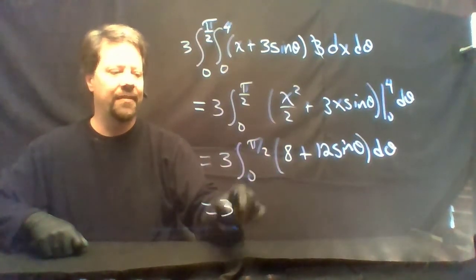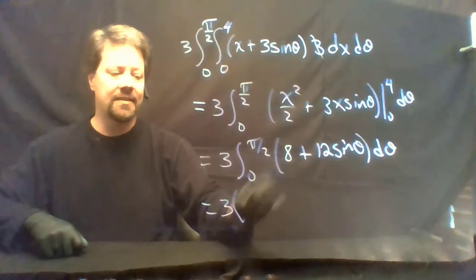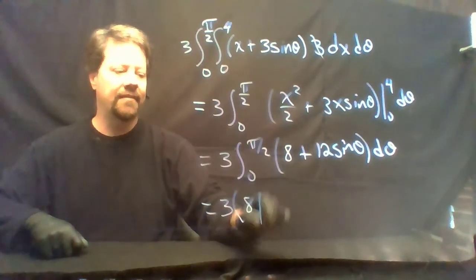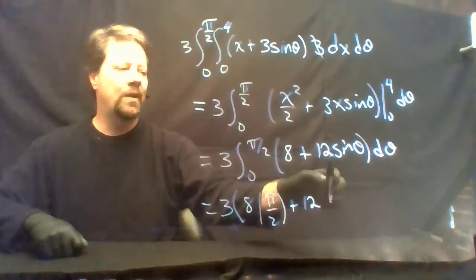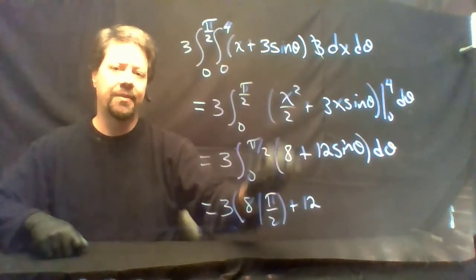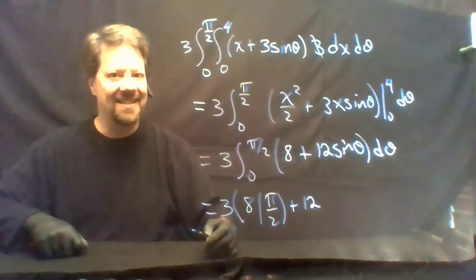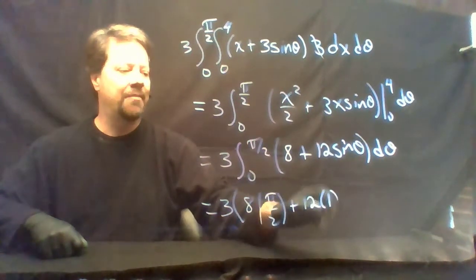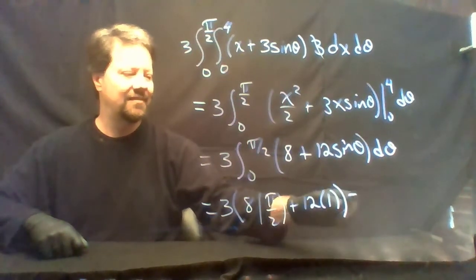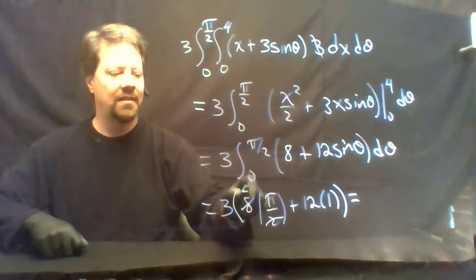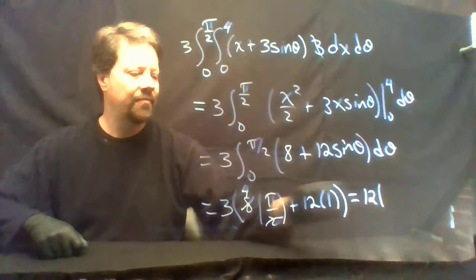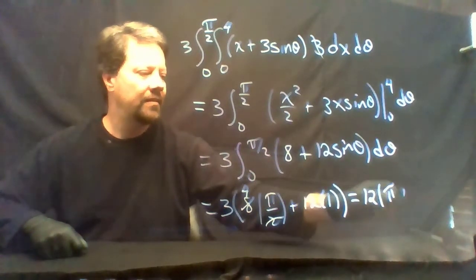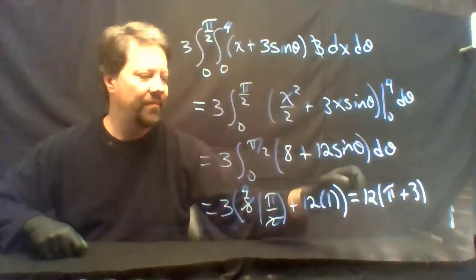Integrating, we have 3 times the constant 8 times its interval length, pi over 2, plus 12 times the integral of sine from 0 to pi over 2. That's half a bump. Half a bump gives you 1. We can factor a 4 out. That'll give us 12 times pi plus 3.